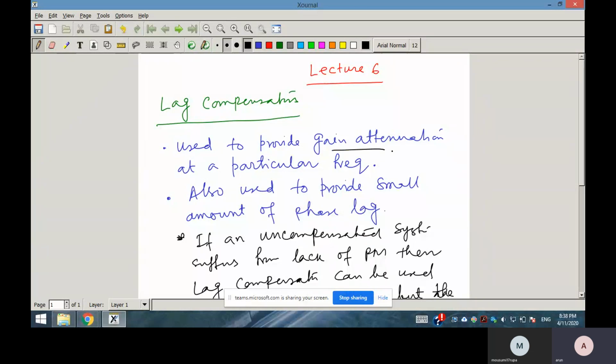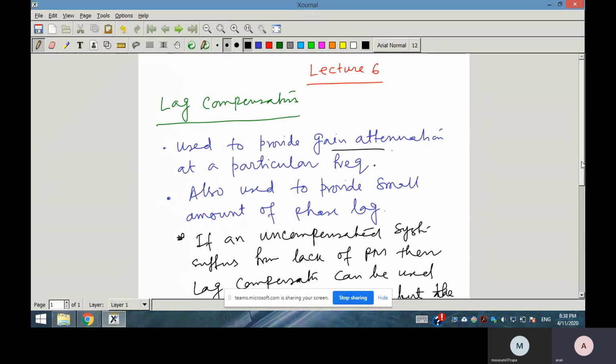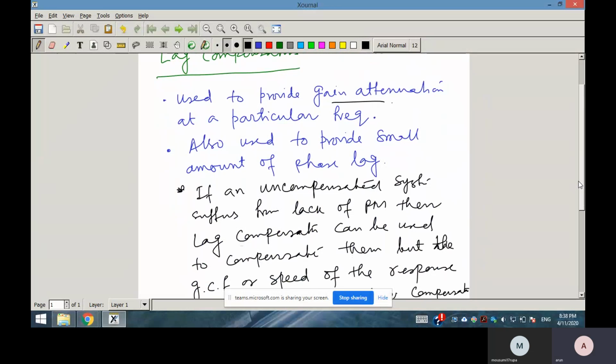So the main thing here is gain attenuation, not phase lag. The main objective of a phase lag compensator, although the name is lag, is actually to provide gain attenuation at the desired frequency. But when you are providing some gain attenuation, some phase lag will automatically occur, so that phase lag we have to provide by the compensator.